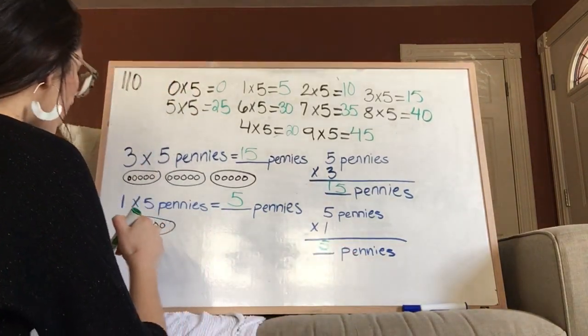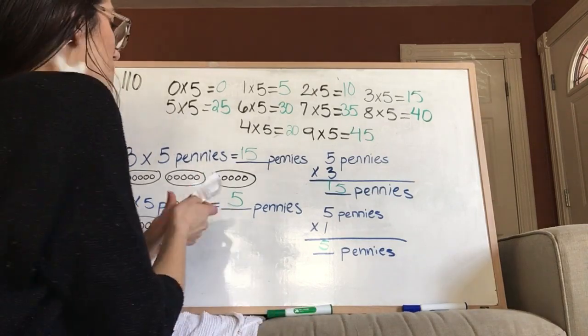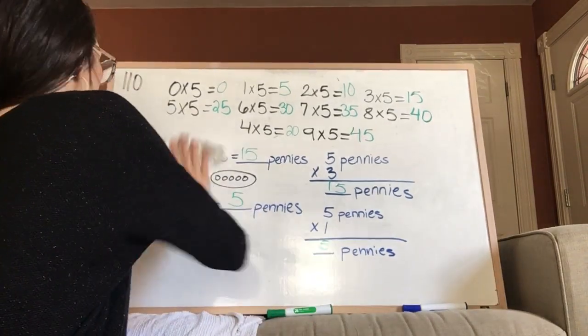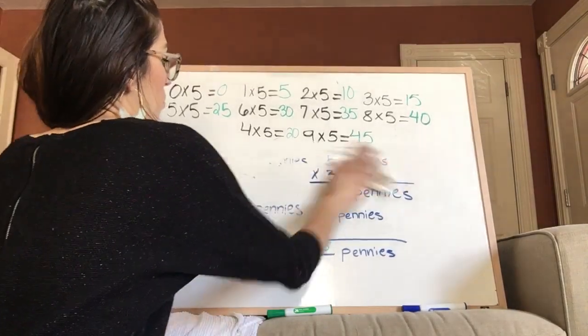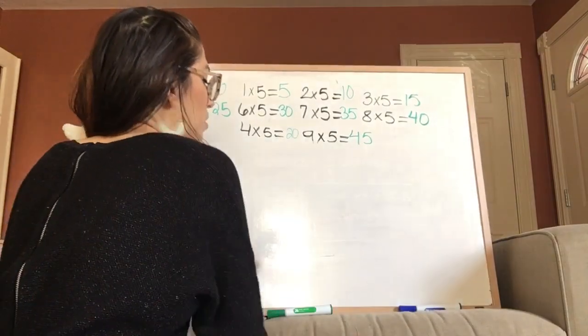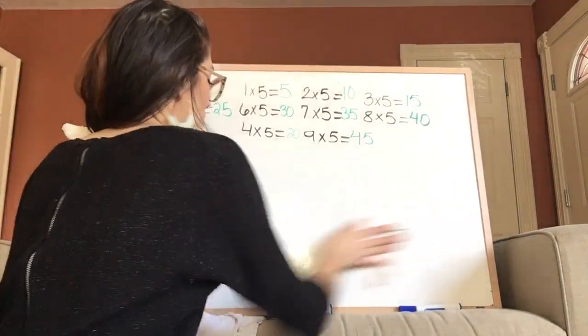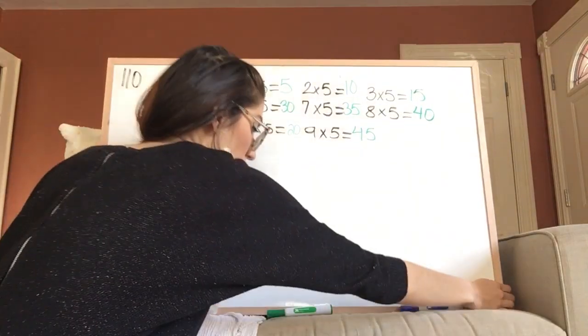5. Very good. Okay, then I'm going to erase this because I couldn't fit it. And so we're going to do something else. I'm going to leave those multiplication facts up because we're going to review them a little bit later. Okay, here we go.